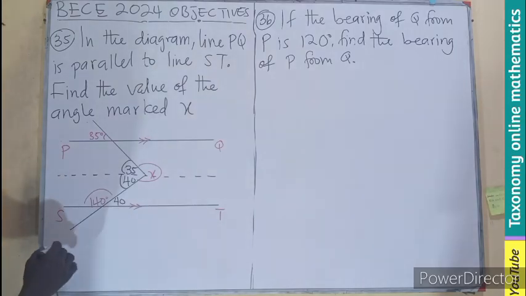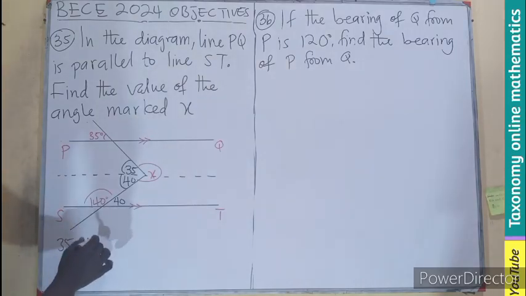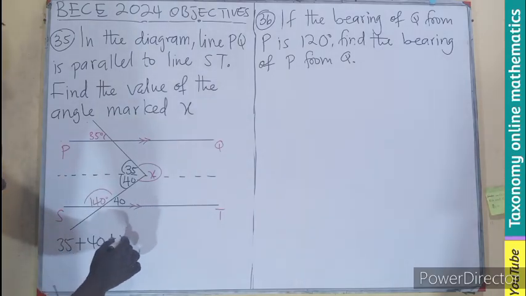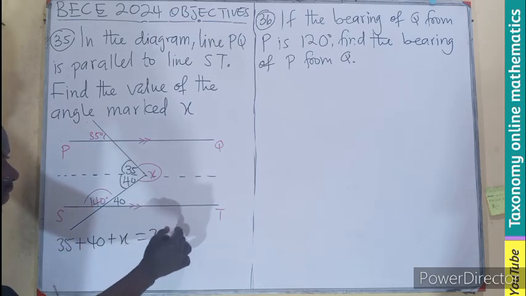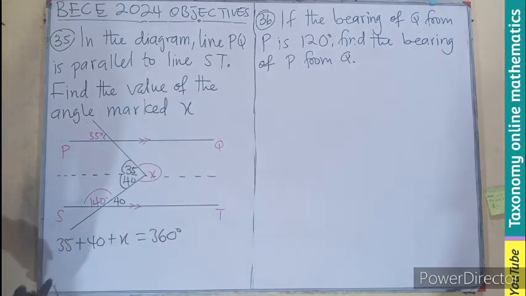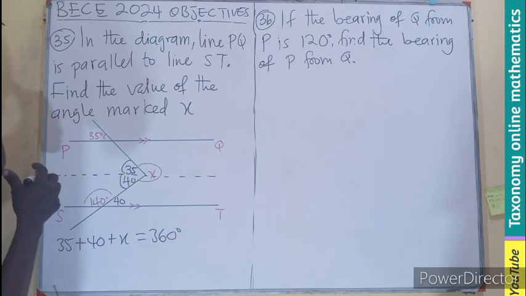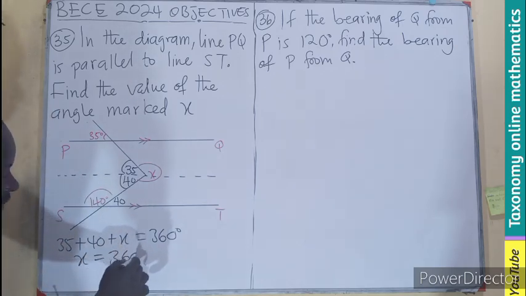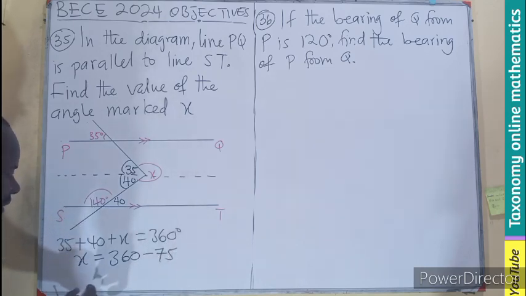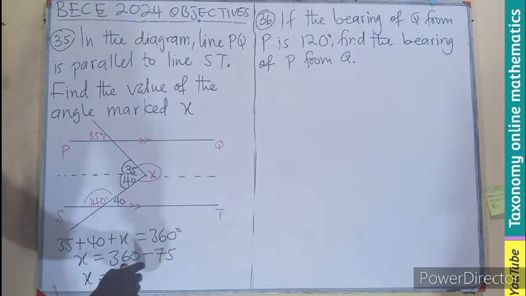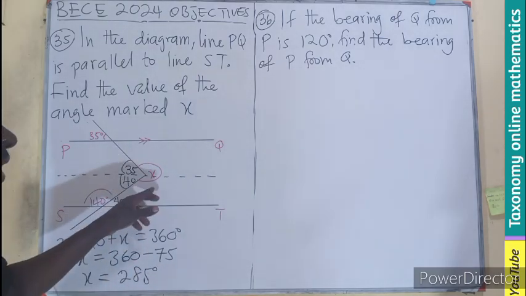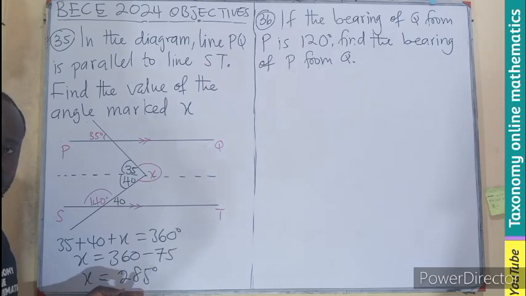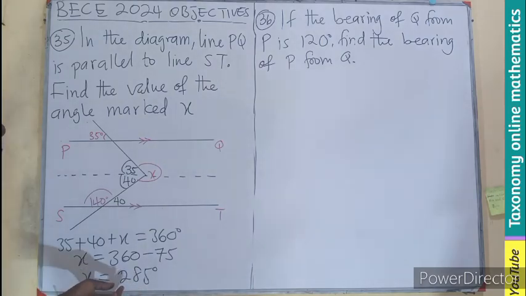So we can say that 35 plus 40 plus x will give us 360 degrees. So in the case of this, we'll be having 75, right? So x equals 360 minus 75. So x will be giving us 285 degrees from here. So the value of the angle marked x here will be 285 degrees.